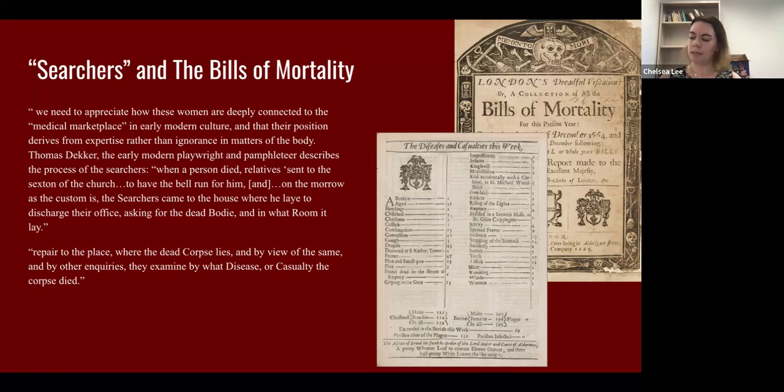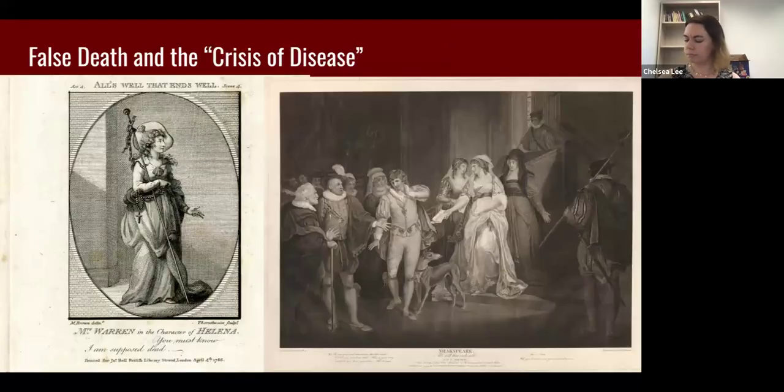In these examples, we see how women were often at the center of developing knowledge around medicine and disease, but specifically through the avenues of gaining that knowledge through a study of death. These examples bring the discourse of death and medicine into conversation.